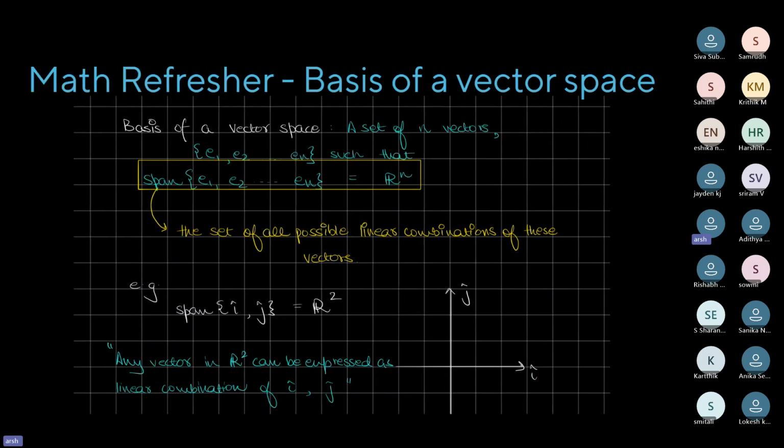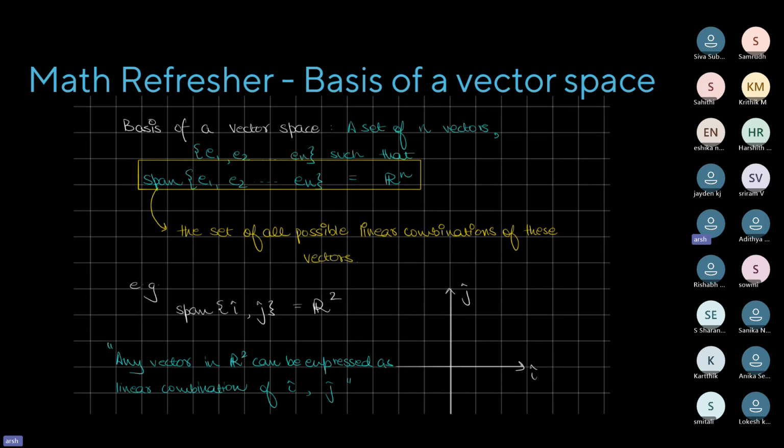First of all, we need some prerequisites. The first thing is, what is the basis of a vector space? The basis of a vector space is a set of n vectors such that the span of these vectors is the whole vector space. What this basically means in simple terms is that you can express any vector in that R^n vector space as a linear combination of these basis vectors.